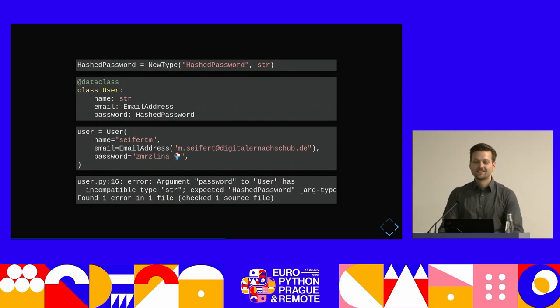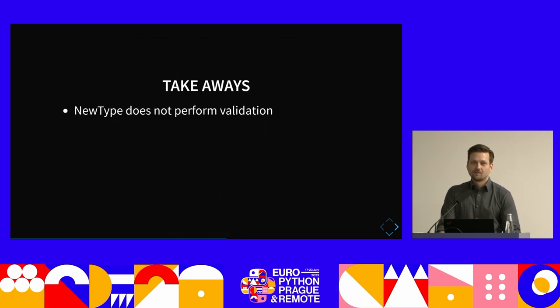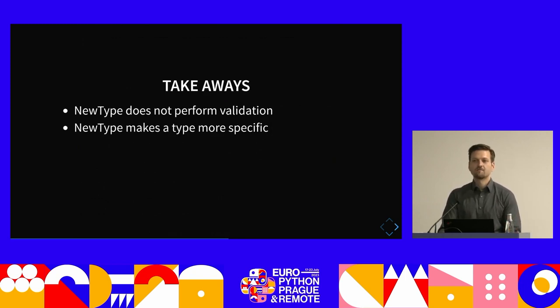But the takeaway is that NewType does not perform any validation. It just makes a type more specific. As I said, every email address is a specific type of string, but not every string is an email address, you know? It's like inheritance for types, if you will.